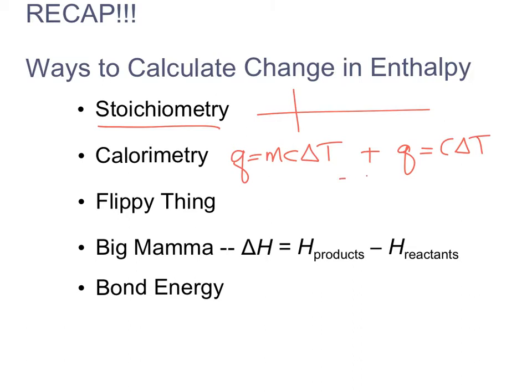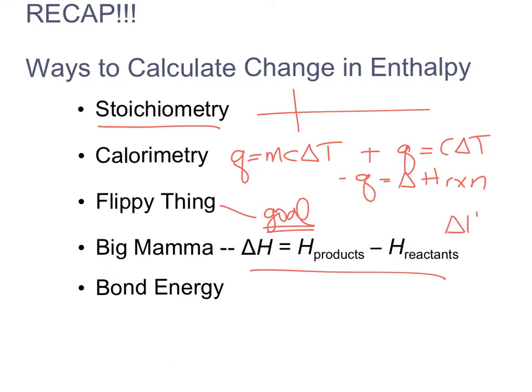And we always have to change the sign if we're using a thermometer, right, to get that delta H of the reaction. We can also use Flippy thing, where we have a series of equations that we can manipulate to find the delta H of a goal. We can use Big Mama, like we learned today with products minus reactants. You're going to be given a list of heats of formation, and you can use those heats of formation to find delta H. Or like in that last example we did where we were given the heat of combustion and we found one heat of formation within the Big Mama equation.